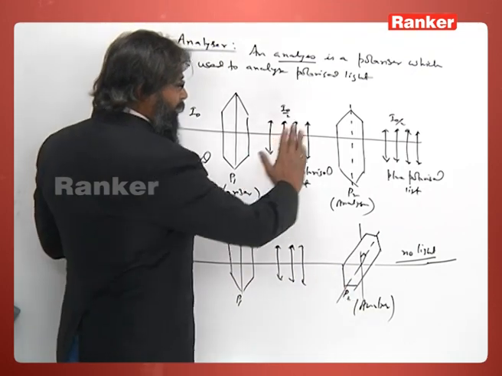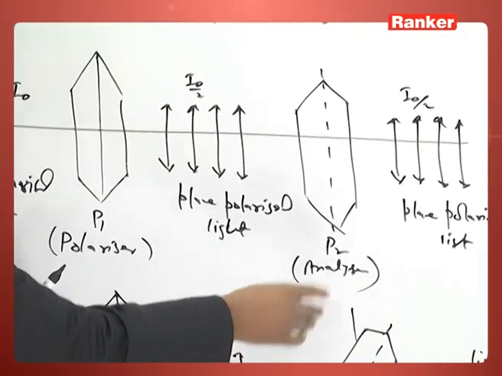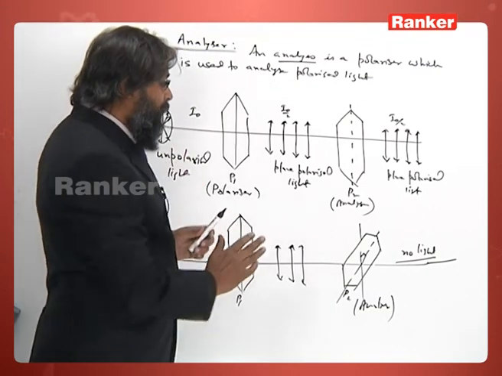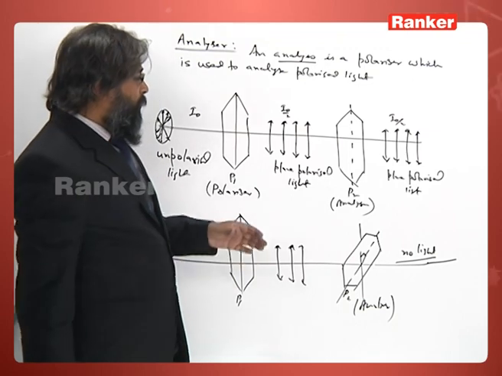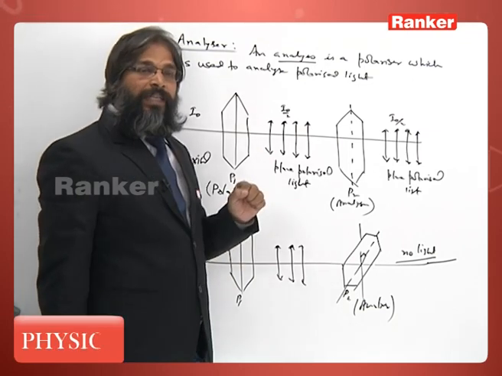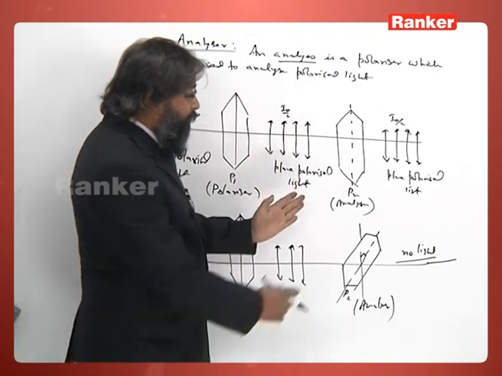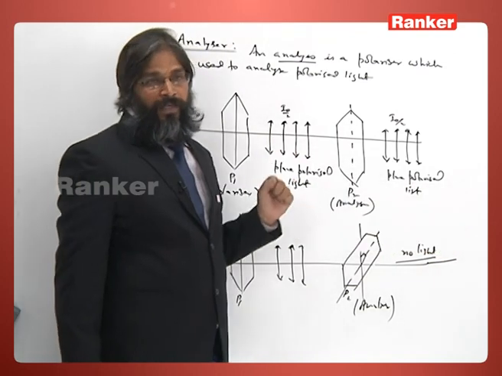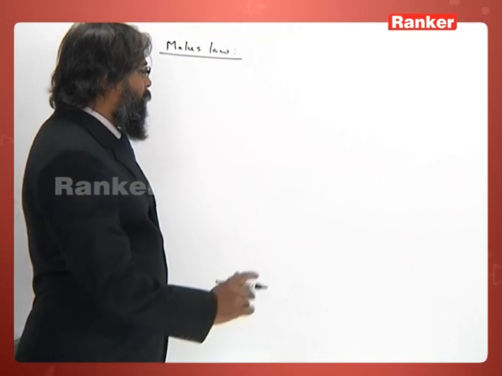So you see, if I start rotating this analyzer, then the intensity of the light here will start decreasing, and when it is 90 degrees, there is no light. So the next topic is Malus law, which will tell us that if they are at some angle, how much light intensity will pass. Now let us see what Malus law is.